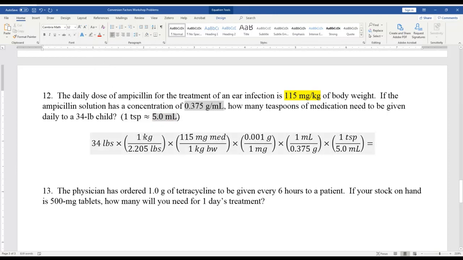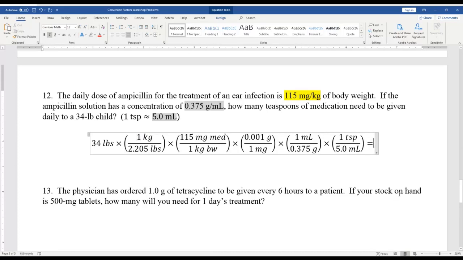Whatever you usually put the 1 in front of is usually your reference value, and so that has unlimited significant figures. So even though the 0.375 has 3 sig figs, the 1 milliliter is unlimited. And even though 2.205 is 4 sig figs, the 1 kilogram is unlimited. So the ones don't affect your significant figures.